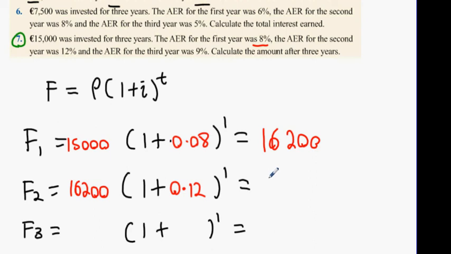Anybody? 18,144. Thank you. Now, once you get to 44 there, what do we start off the third year with? And then what happens then? How much percent do we add on? 9%. And then?